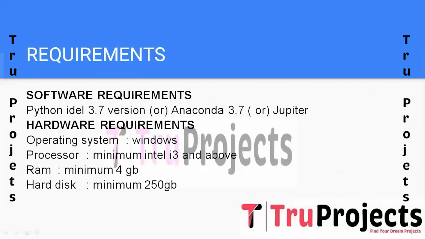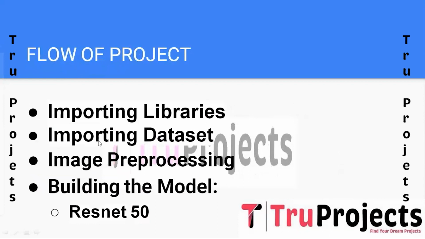These are the basic requirements that are needed to build this project. Software requirement: Python IDLE with version 3.7, or Anaconda with version 3.7, or Jupyter Notebook. Hardware requirements are operating system as Windows, processor of minimum Intel i3 and above, RAM of minimum 4 GB, hard disk of minimum 250 GB. And to know about the flow of the project, these are the steps we need to discuss.